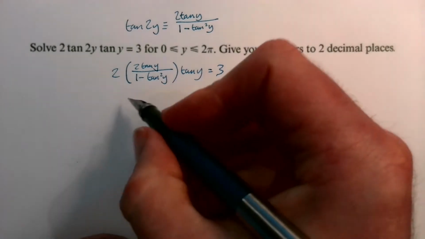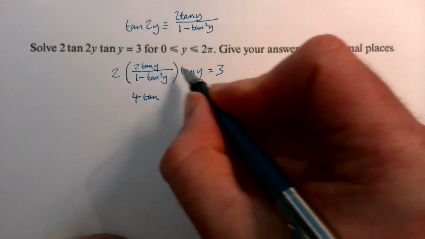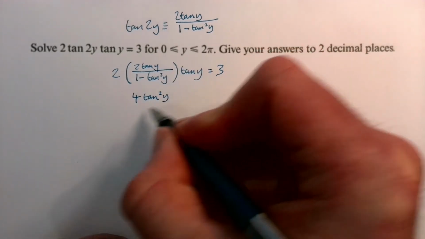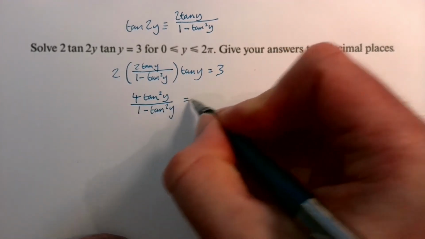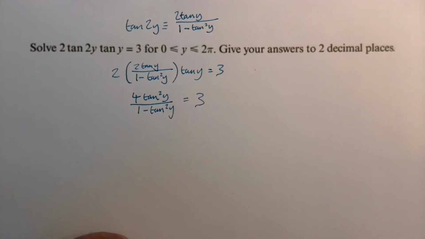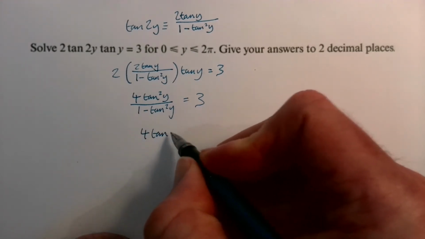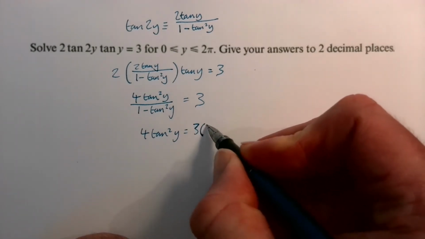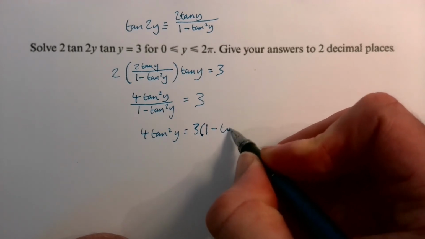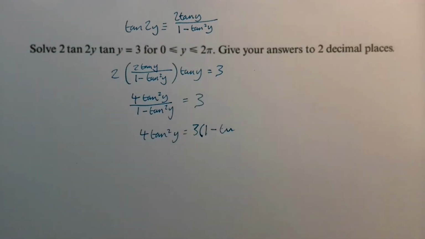So expand the bracket first of all. It's going to give us 4 tan y, but if I also times it by that tan y, that's going to give me tan squared y on the top, isn't it? Over 1 take tan squared y is equal to 3. Now we don't like the stuff being on the bottom, so if we multiply throughout by 1 take tan squared y, we're going to get 4 tan squared y is equal to 3 brackets 1 take tan squared y. I'm going to put some ink in my pen, see if you can finish that. Pause it before I carry on.